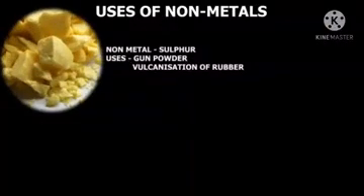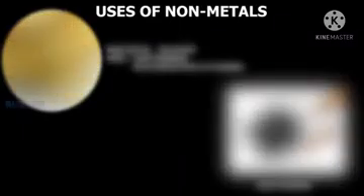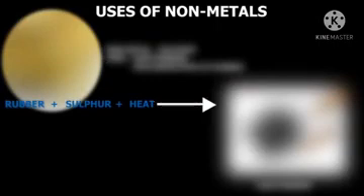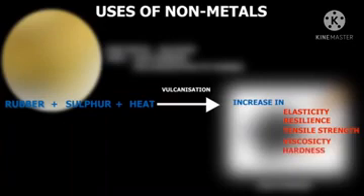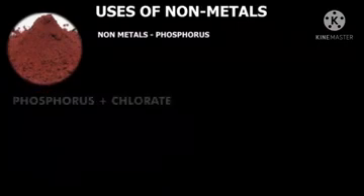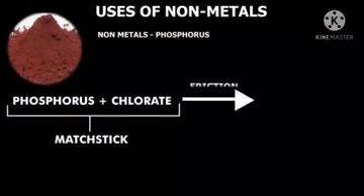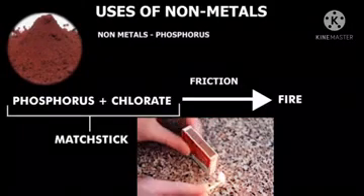Sulfur is used in the manufacturing of gunpowder and vulcanization of rubber. In vulcanization, rubber is heated with sulfur and other materials. After this process, elasticity, resilience, tensile strength, viscosity, hardness and weather resistance of rubber increases. Phosphorus is used in matches, rat poison, etc. Matchsticks contain phosphorus and chlorate which, on friction, act like an explosive and help the wooden stick to burn.